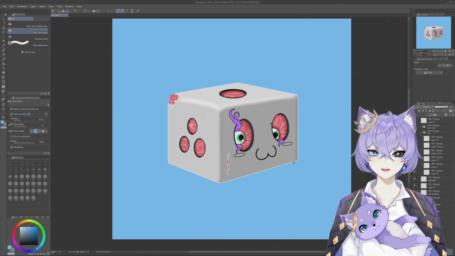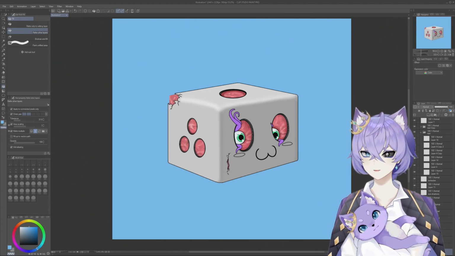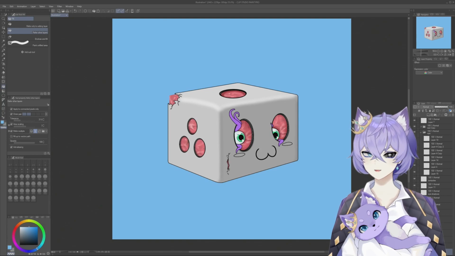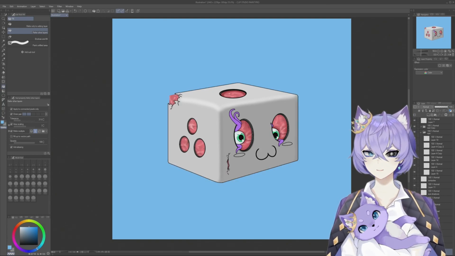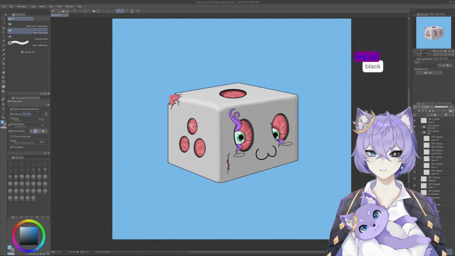What do you guys think? Black outline or white outline? This is black. This is white. This is black. This is white. Maybe black would be better to help it stand out more. Okay. Black it is.